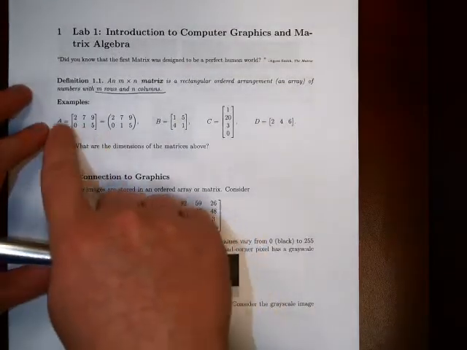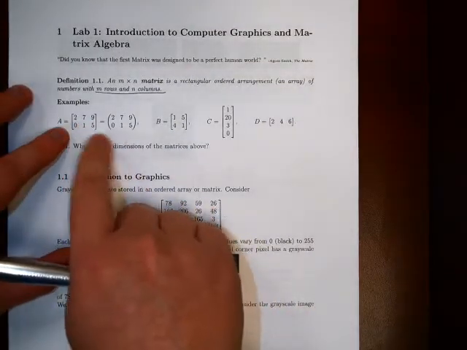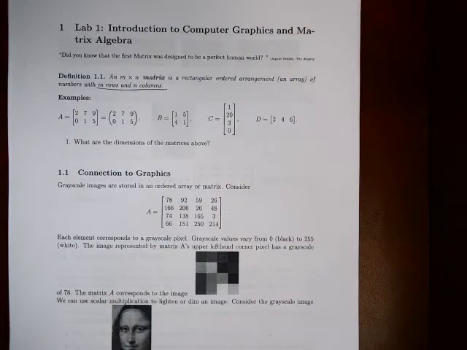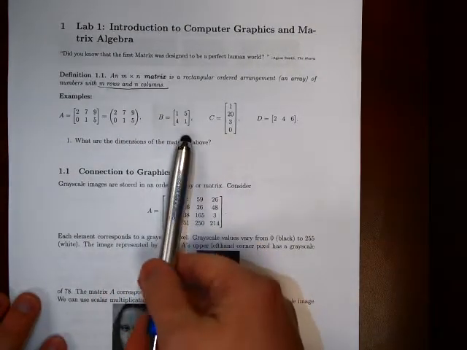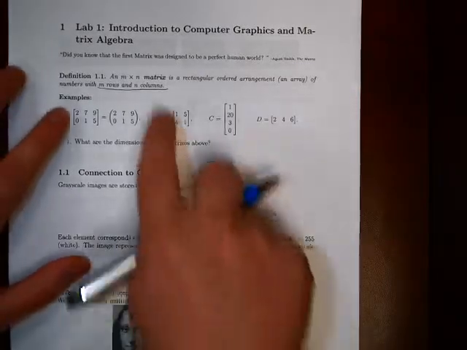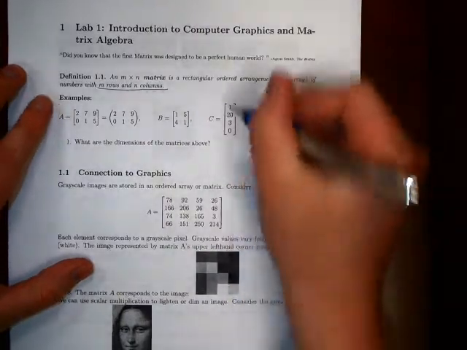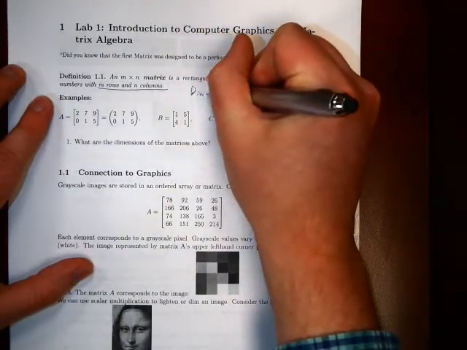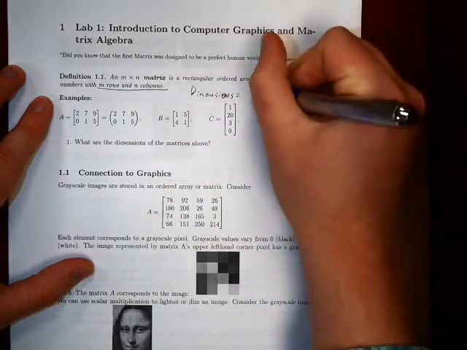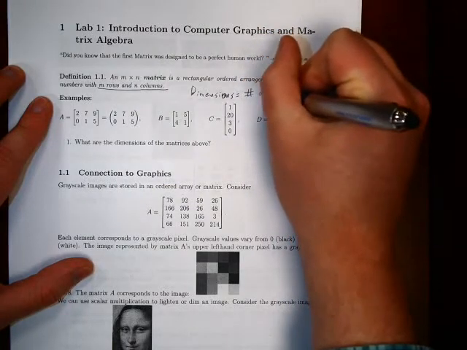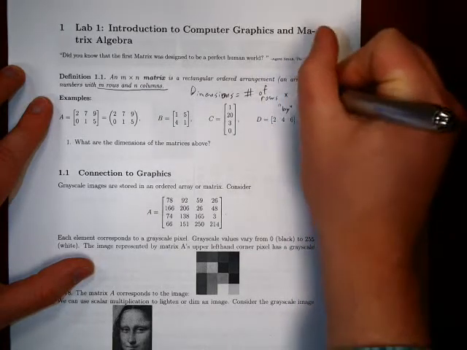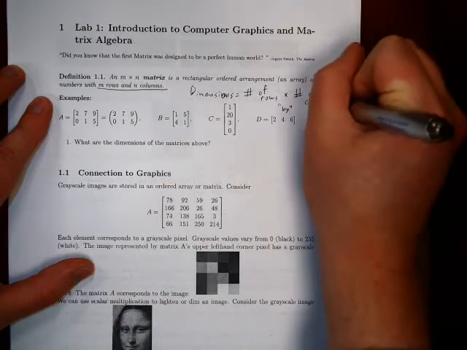So here we have some examples of the matrix A. We can use either these square brackets that we see or these parentheses around the matrix in order to denote it. We also have a matrix B, a matrix C, and a matrix D. Now, we say here that we have dimensions equal to the number of rows by the number of columns.